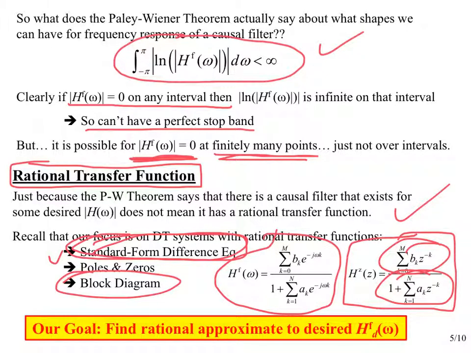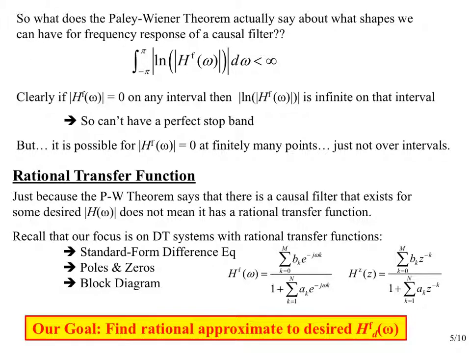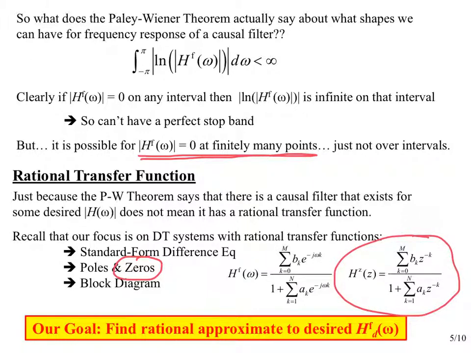Now, just a word in passing here. Notice that we said that the Paley-Wiener theorem says that we can let the frequency response go to 0 only at finitely many points. Remember when we talked about zeros in our poles and zeros diagram, and we talked about how we envision the surface of the transfer function, the magnitude of the transfer function rising up above the z-plane.